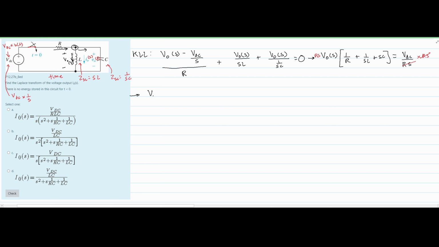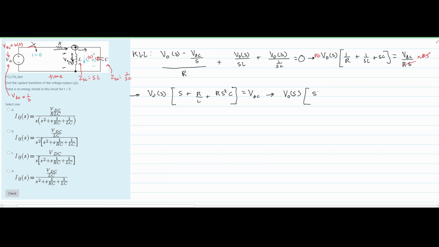So if we do this, we're going to get V naught S, and then inside of our parentheses, we are going to have an S plus R over L plus R S squared C, and that is it. So that is how we would do this instead of equal to VDC. We are going to combine this so that everything is together. We're still going to have a fraction, but there is going to be less separation between the values.